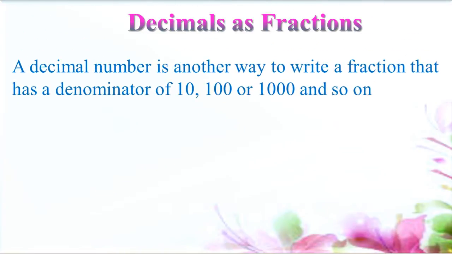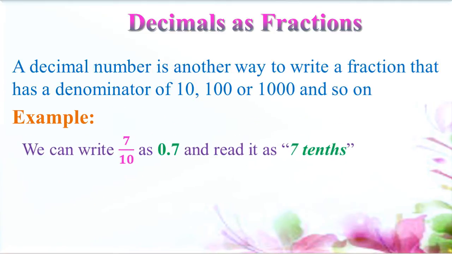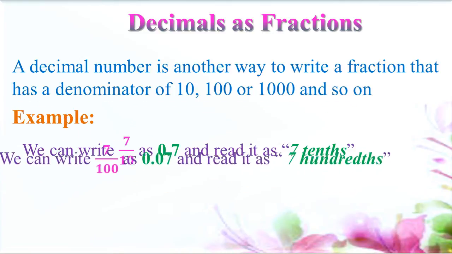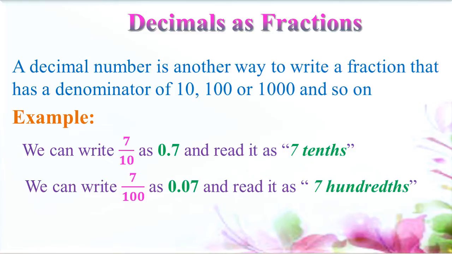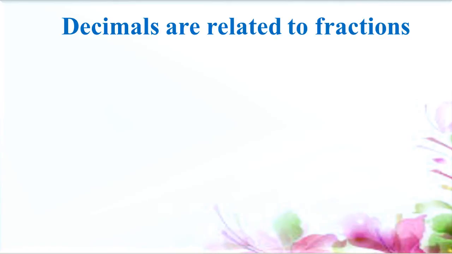A decimal number is another way to write a fraction that has a denominator of 10, 100 or 1000 and so on. For example, we can write 7 by 10 as 0.7 and read it as 7 tenths. We can write 7 by 100 as 0.07 and read it as 7 hundredths. Decimals are related to fractions.